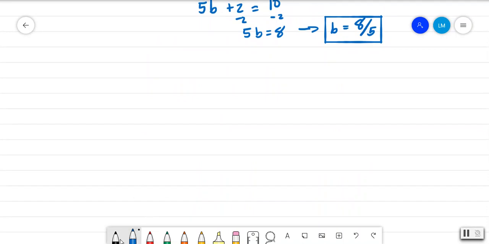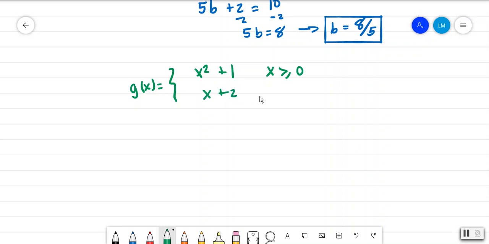Because, for instance, let's think that you don't necessarily have a constant that you're looking for, but you have something like g of x defined in the following way: x squared plus 1 for when x is greater than or equal to 0, and x plus 2 for when x is less than 0.